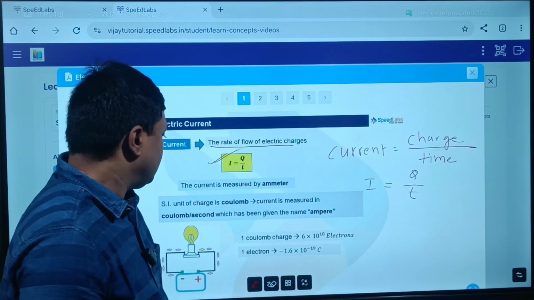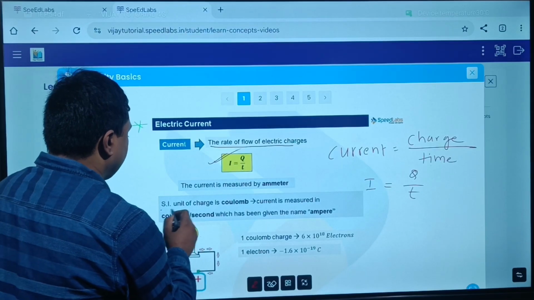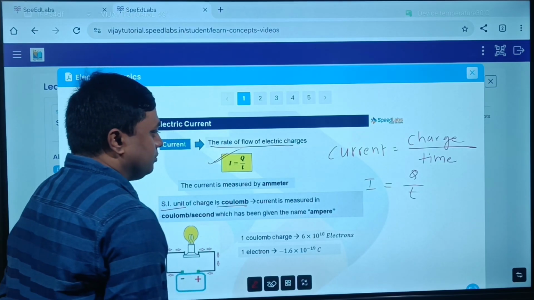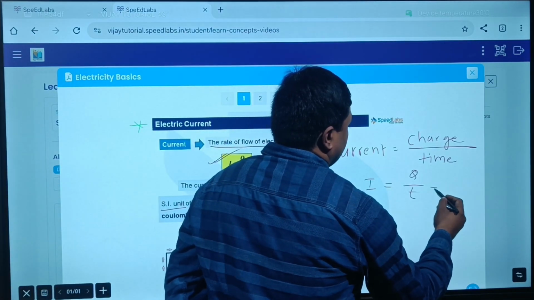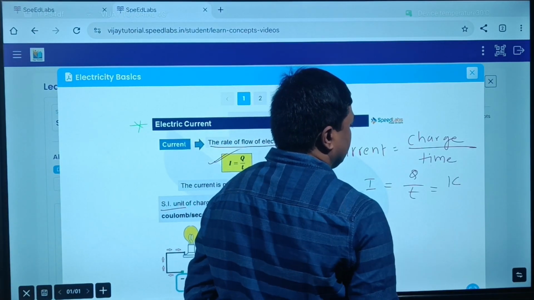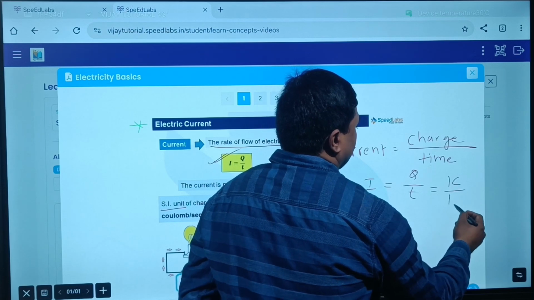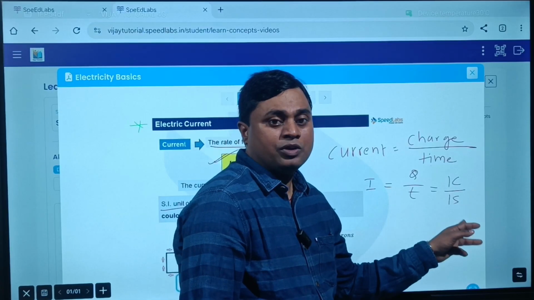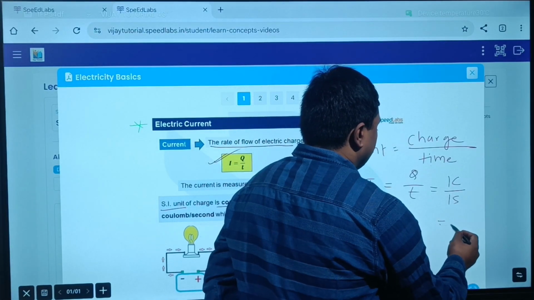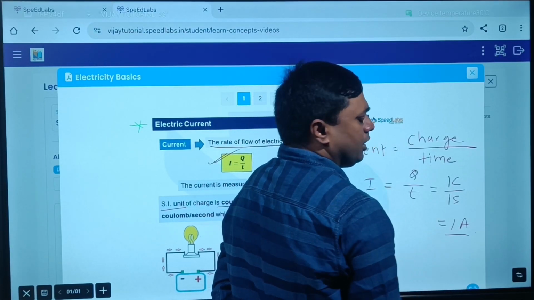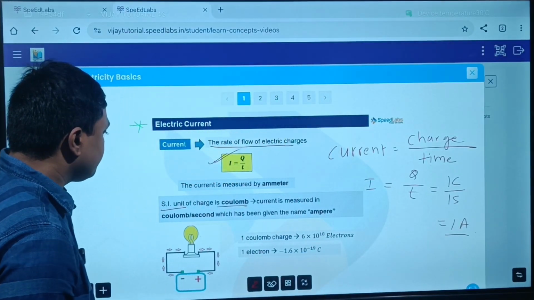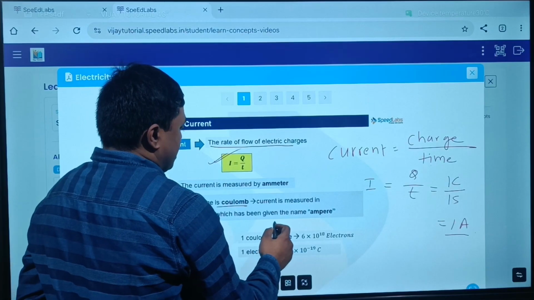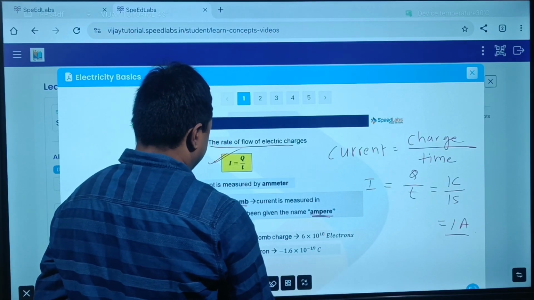SI unit of charge is coulomb. Okay, SI unit of charge is coulomb. Let's take 1 coulomb of charge is flowing. Time SI unit is second. So when 1 coulomb of charge is flowing for 1 second, then 1 by 1 is 1. Current is said to be 1 ampere or coulomb per second. Current is measured in coulomb per second, which has been given the name ampere.